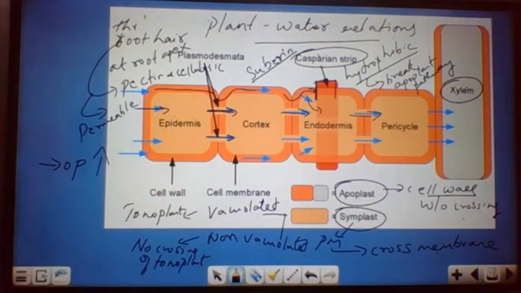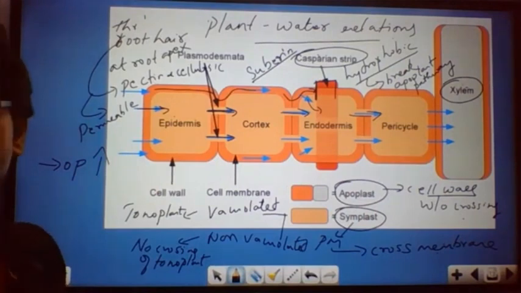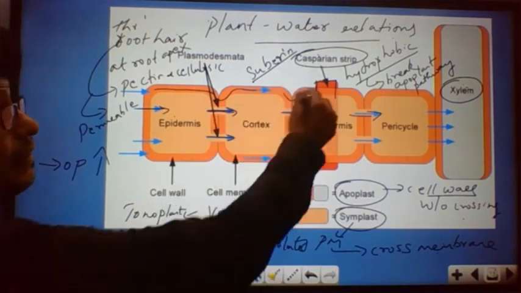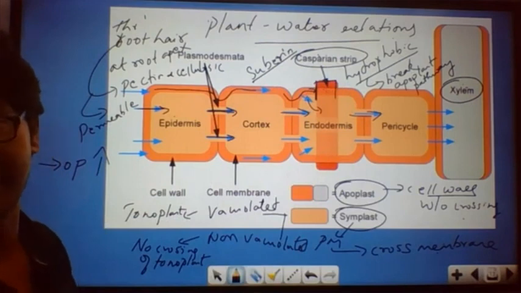This is about the plant-water relation. Very good. See, it's an integral membrane protein, suberin, very good. See, in the endodermal region.